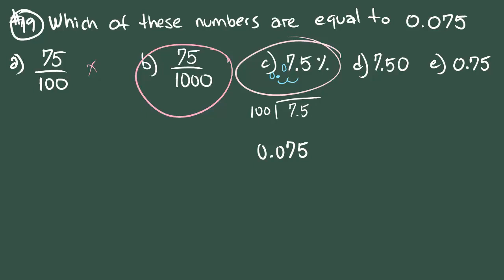Now what else? 7.5. Because this has 0 wholes and this has 7 wholes, this is not equal to that 75 thousandths. And this has 0 wholes and 0 wholes. Okay, so far so good. Now let's look at the tenths place. This is 0 and this is 7. No, this is not equal either. So our only answers are B and C.